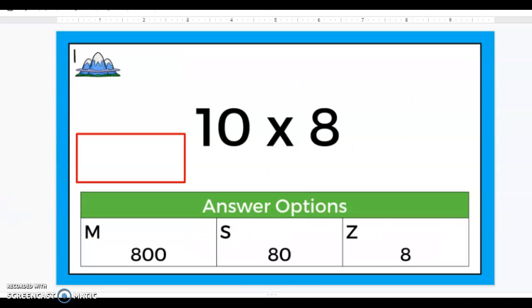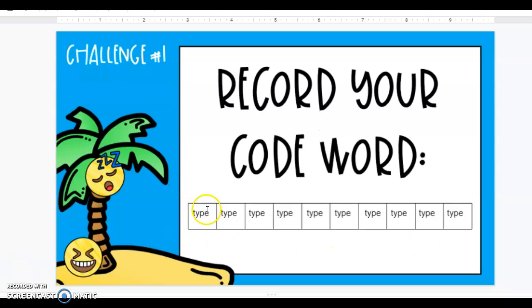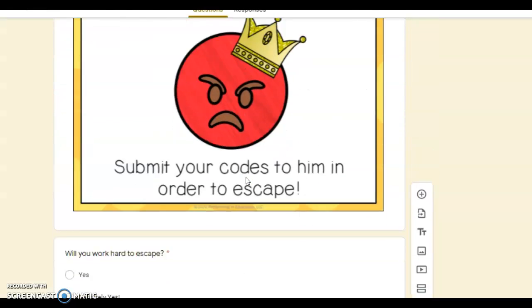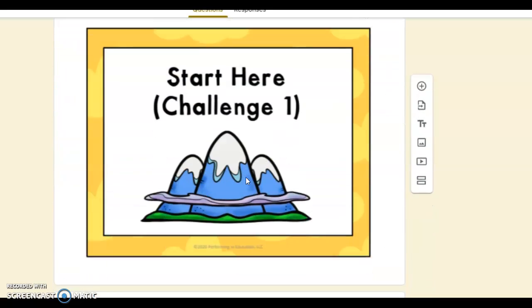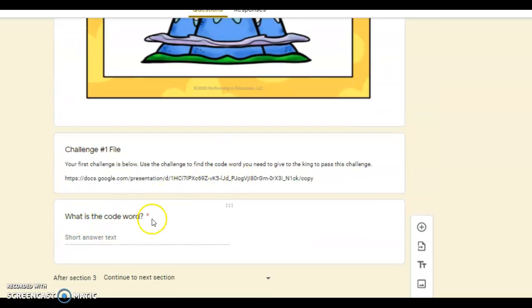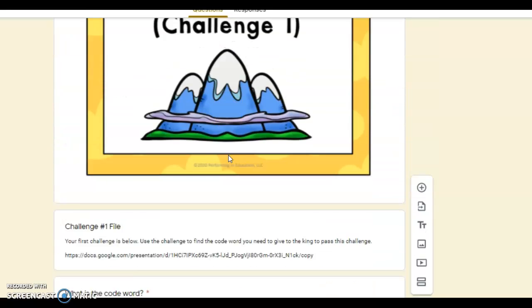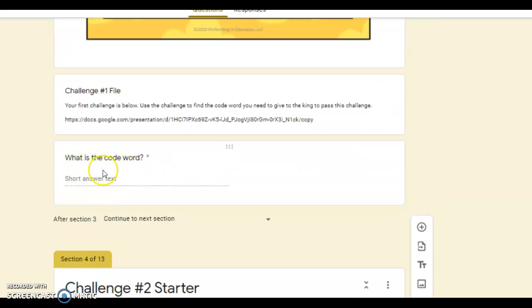So you're going to start with box number 1. Whatever your answer was, you're going to go down and you're going to type that in the first box. And then question 2, question 3, so on, okay? When you get this code word, you're going to plug it into your Google form. So, what is the code word? So this is challenge 1. What is the code word? You put it in there.